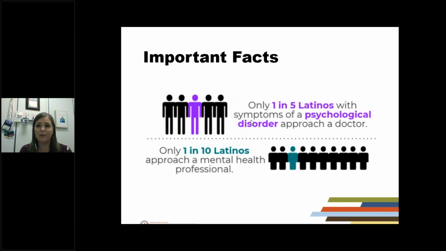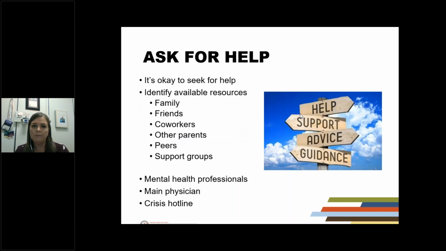So there are important facts that I like to repeat, right? Only 1 in 5 Latinos with symptoms of a psychological disorder approach a doctor. So this means that sometimes taking care of themselves or identifying difficulties in themselves is more difficult. Because of this, only 1 in 10 Latinos approach a mental health professional. So I think it's our job to let them know that it's okay. It's also our job to understand cultural factors that could have to do with this kind of statistics, and help them know that it's okay to feel and to go through difficult moments, and that help is available for anyone.